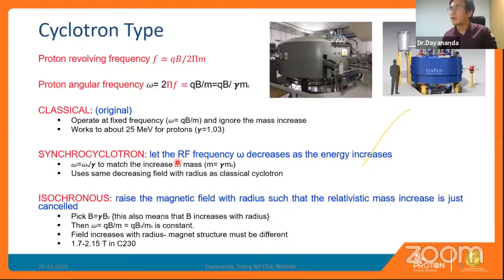Another way of making the angular frequency constant is by increasing the magnetic field. In this case, as the mass increases, you also increase the magnetic field strength proportional to the increase in the mass, so that the two cancel out each other to maintain a constant angular frequency. Such a cyclotron is called an isochronous cyclotron. The one we have at Apollo Proton Cancer Centre is an example of an isochronous cyclotron, wherein we have a variable magnetic field ranging from 1.7 to 2.15 Tesla in order to maintain this angular frequency.